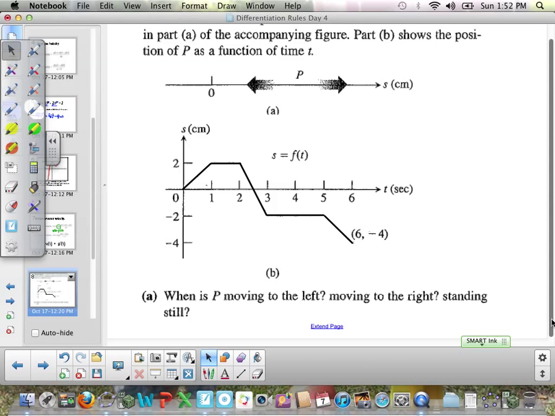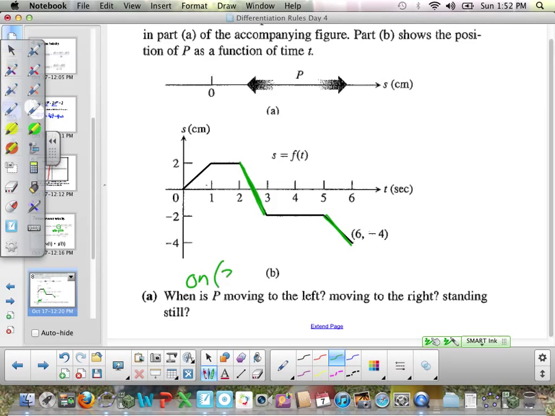And since velocity is the derivative of position, and derivative is the slope of the tangent line, we want to see where our slope is going down. That'll show us where the particle is moving to the left. Well, we're going down on this interval here and this interval here. So we're moving left on 2 to 3 in union with 5 to 6.